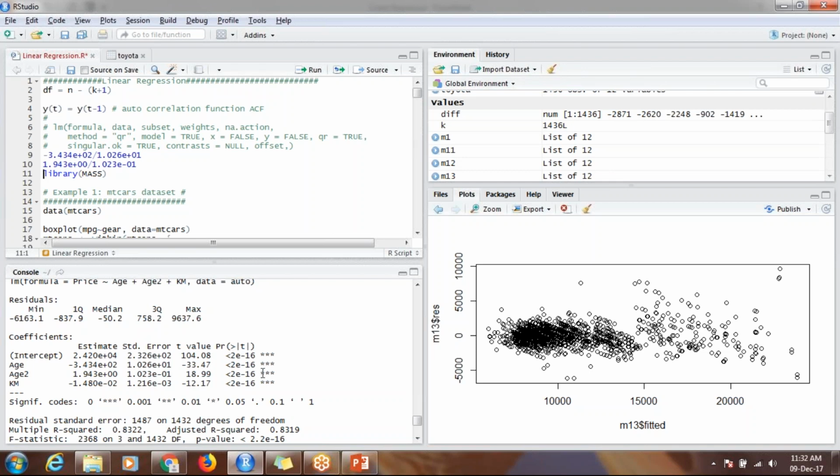So here my p-values are quite small, so I have to reject the null hypothesis that it is not making any contribution. Instead, it is making a contribution, and my null hypothesis is rejected.